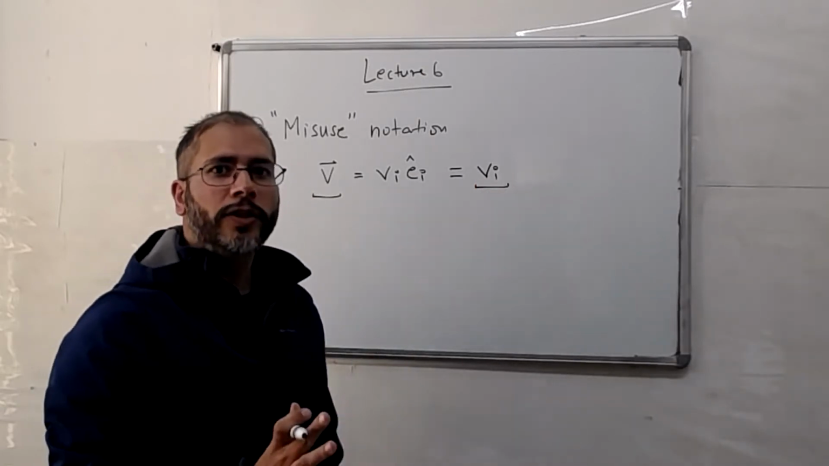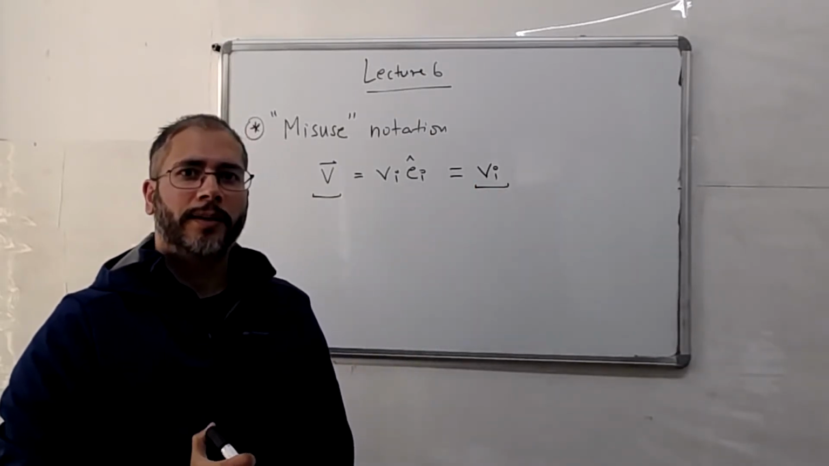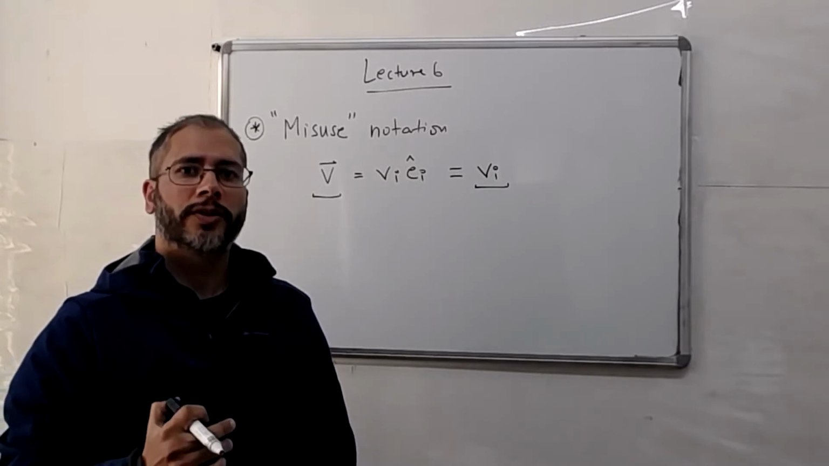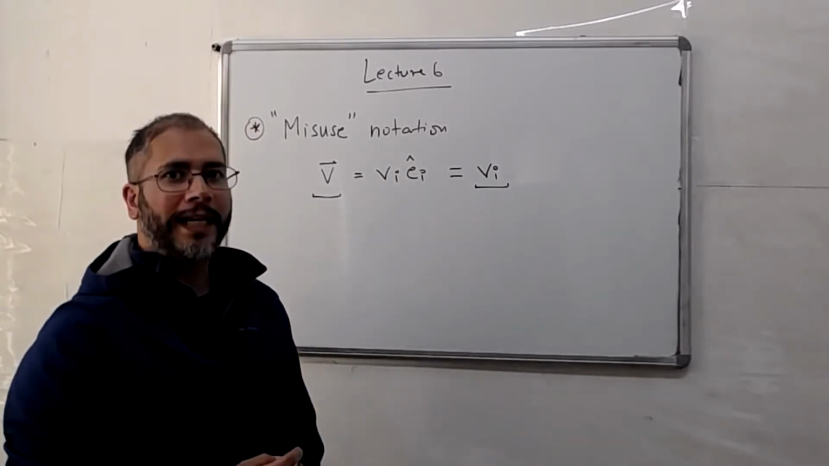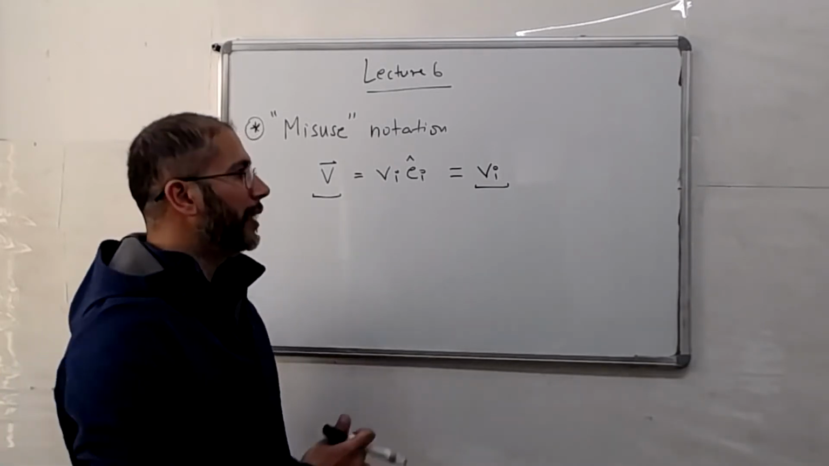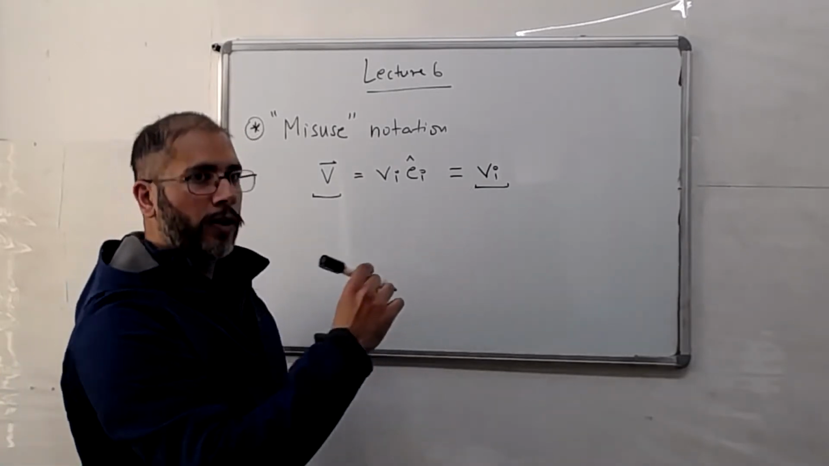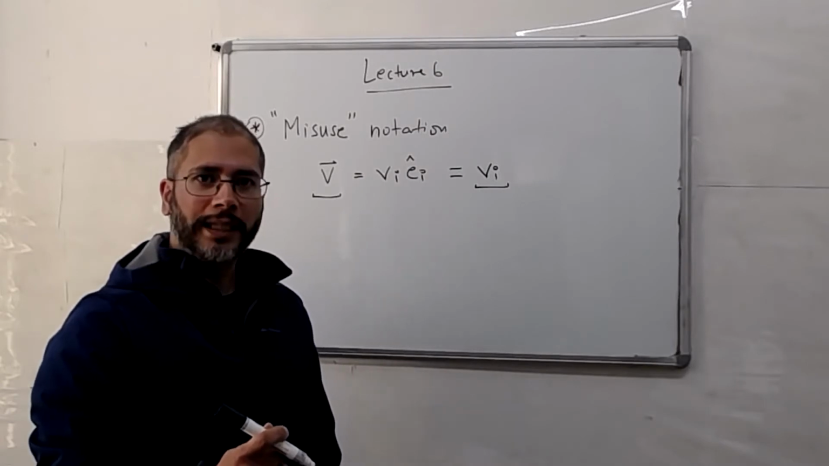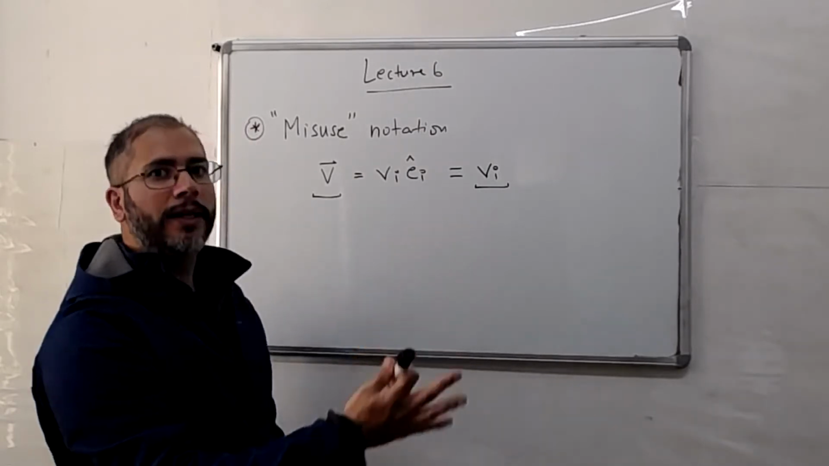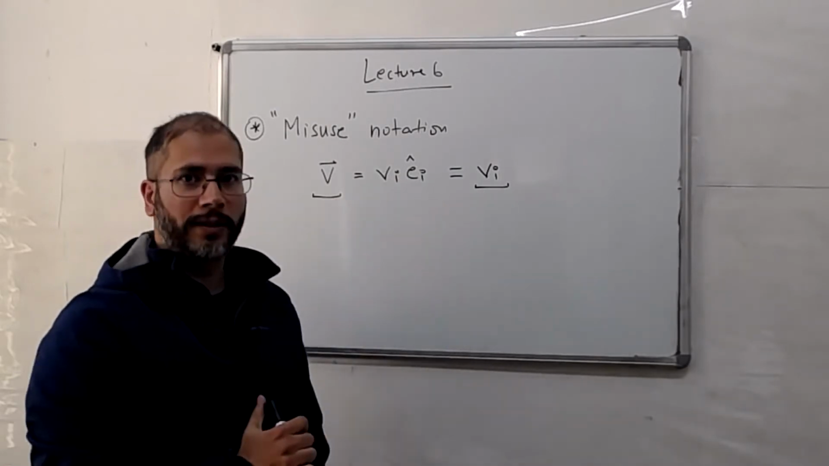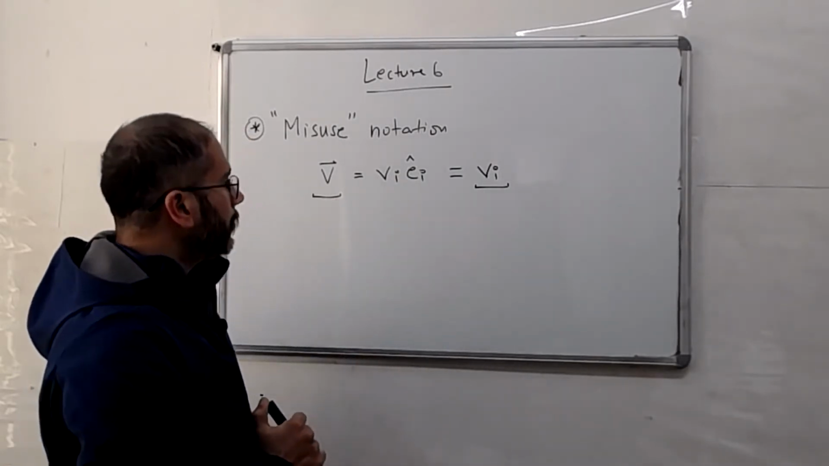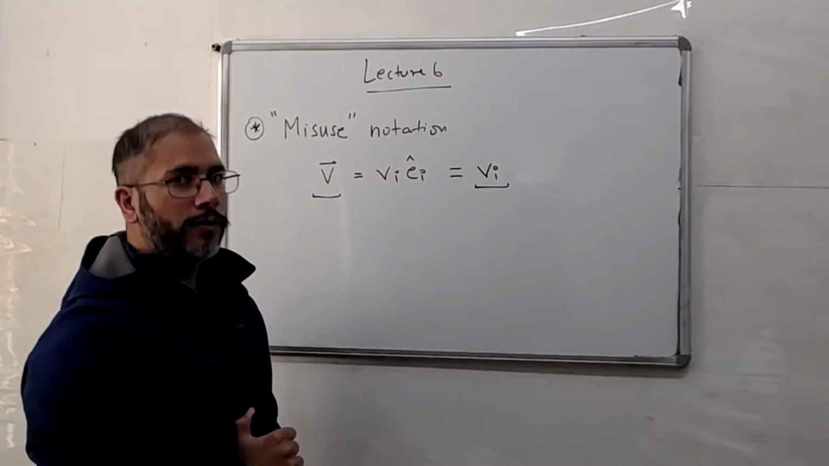So it's a bit confusing, but it's so common to use this misuse notation that, depending on the context, you have to figure out whether Vi denotes one of the components of the vector V, or it denotes the whole vector V altogether. So that's something I wanted to focus on.